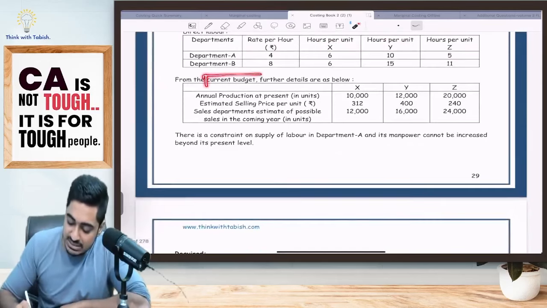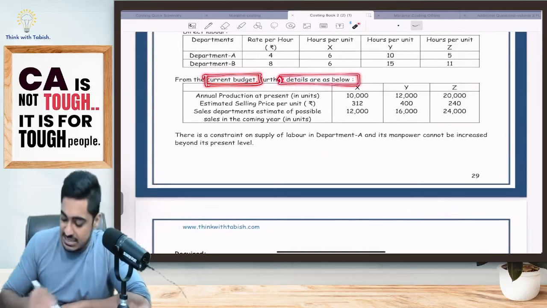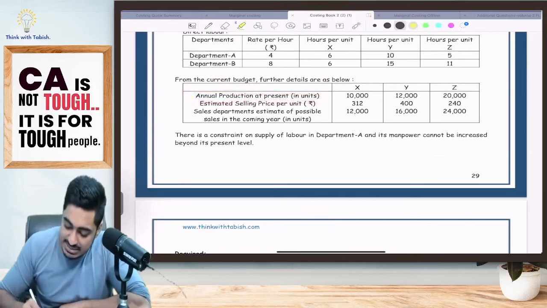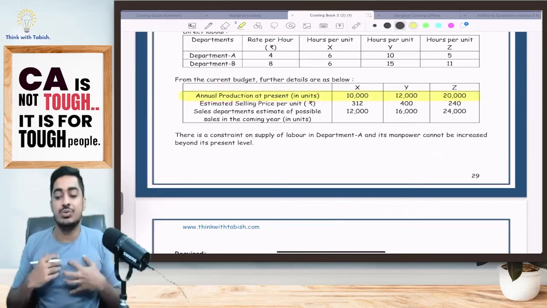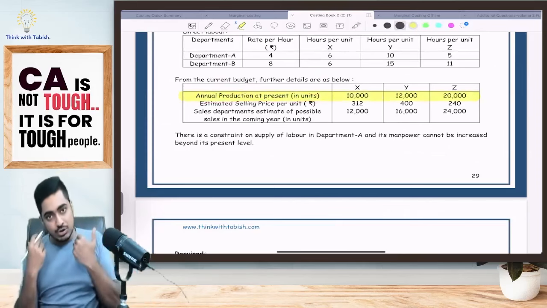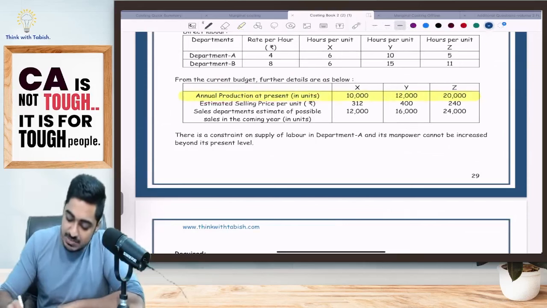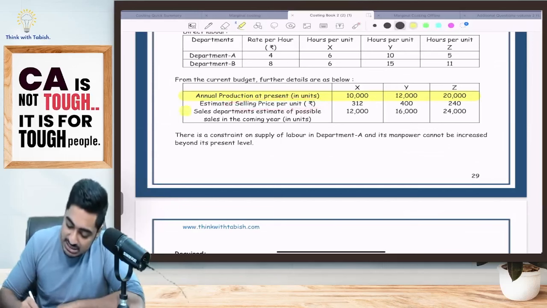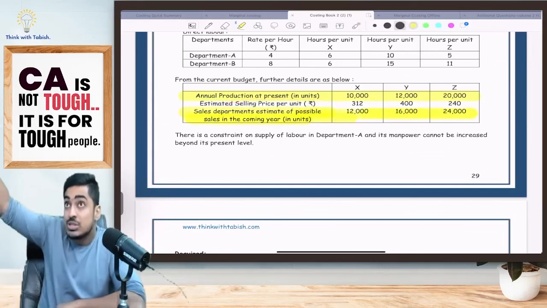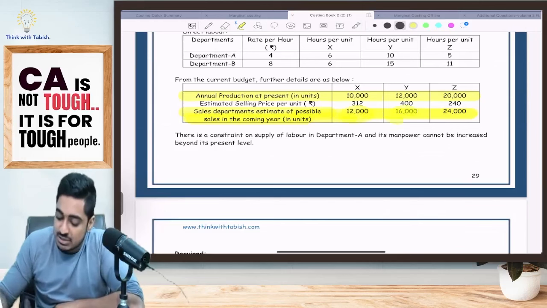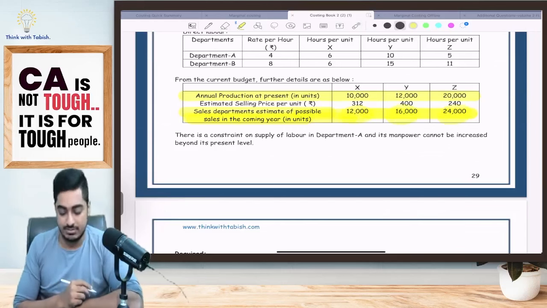All those information is given. From the current budget, further details are as below. Annual production at present. That means right now how many units I am already producing. That is given. Estimated selling price per unit is given. And sales department's estimate of the possible sales in the next year. Next year, how much units I could be selling. How much quantity my customers are going to ask me. That is also given.